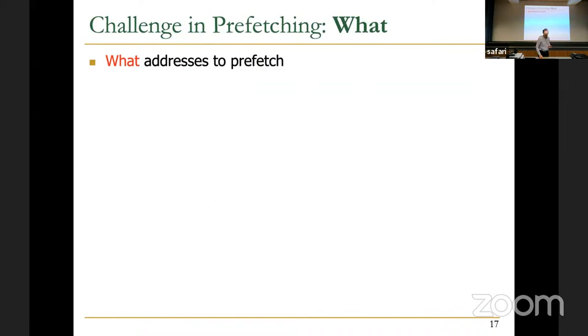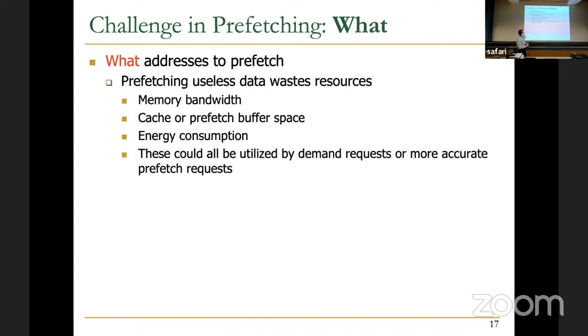Now let's talk about these questions in a little bit more detail. So what addresses to prefetch is clearly critical because you don't want to prefetch useless data that wastes resources, because there are many resources that are important, right? We don't want to waste these resources because they're very precious. Memory bandwidth is clearly one of the most important resources we have. Cache or prefetch buffer space. If you prefetch useless data, you're basically evicting something that's potentially more useful. Energy consumption, clearly, because we talked about data movement. Essentially, whenever you're prefetching useless data, you're wasting energy on useless data. These could all be utilized by demand requests or more accurate prefetch requests. That's why you don't want useless prefetches in general.